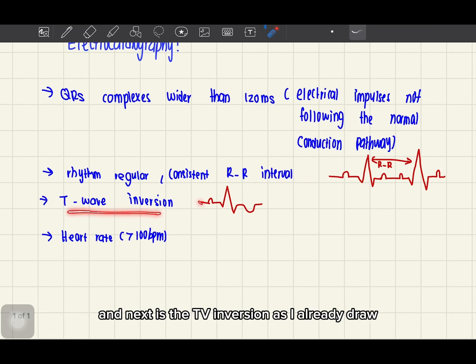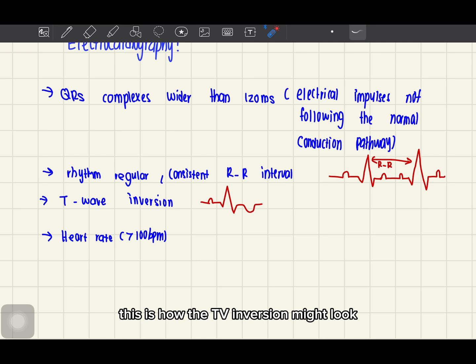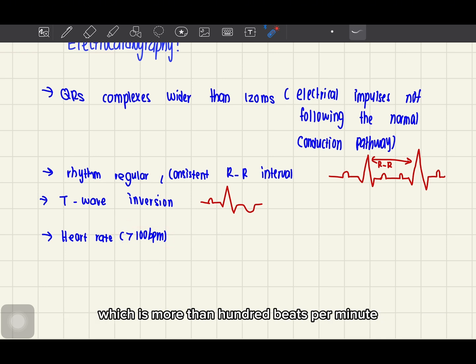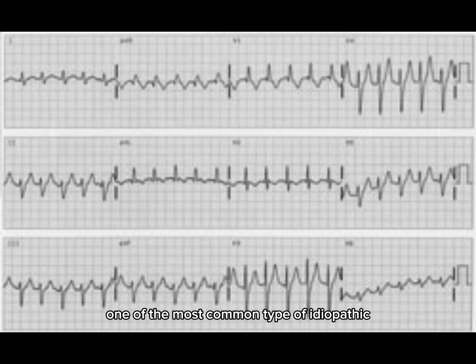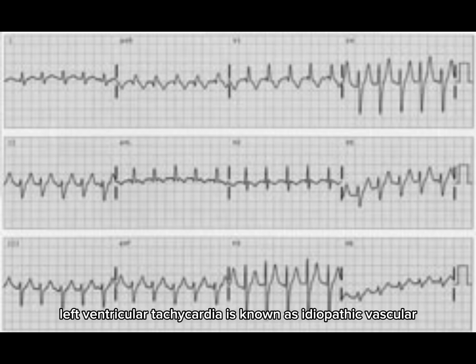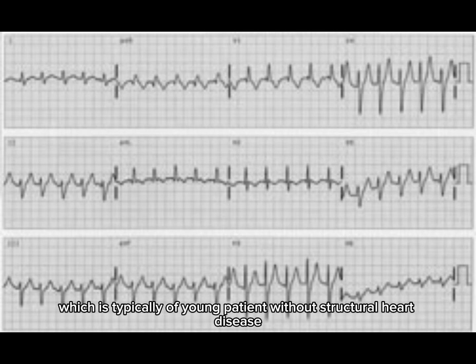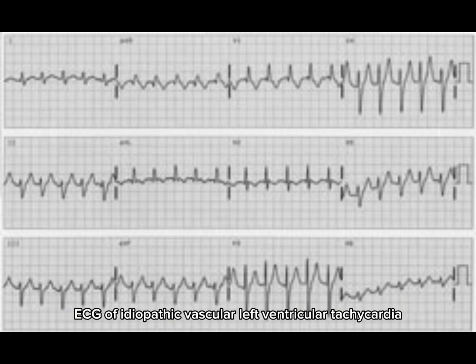And next is the T wave inversion. As I already drew, this is how the T wave inversion might look. And since it's a tachycardia, the heart rate will be exceeding 100 beats per minute, which is more than 100 beats per minute. One of the most common types of idiopathic left ventricular tachycardia is known as idiopathic fascicular left ventricular tachycardia, which is a re-entrant tachycardia, typically in a young patient without structural heart disease. So this is the example ECG of idiopathic fascicular left ventricular tachycardia.